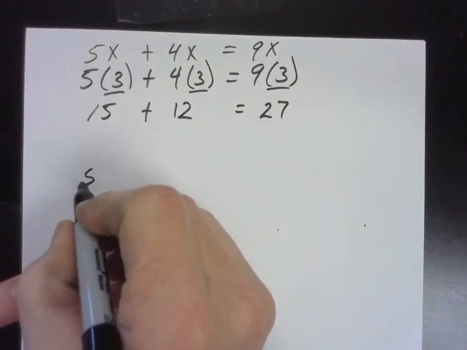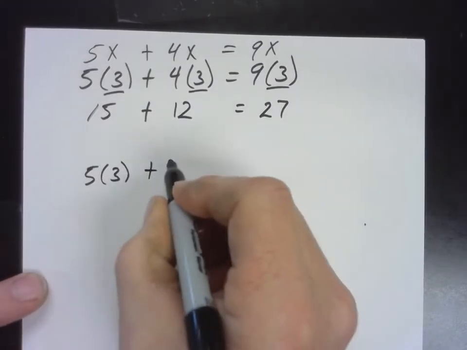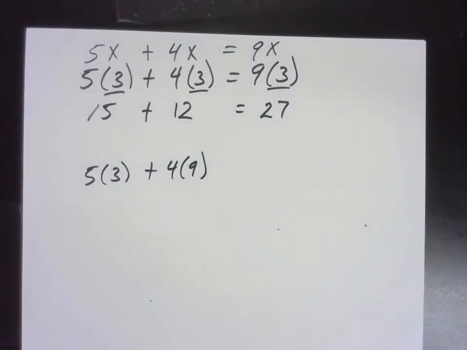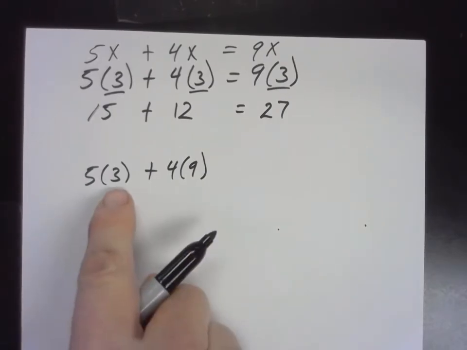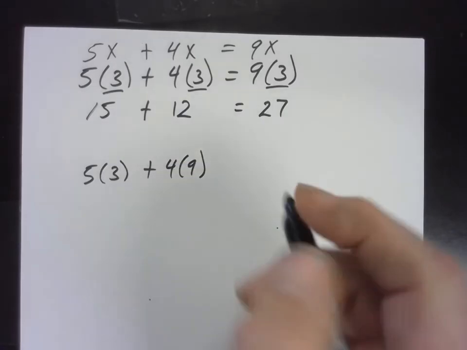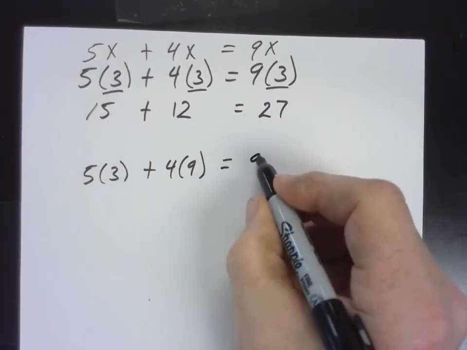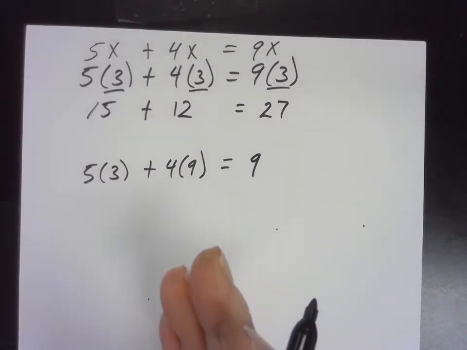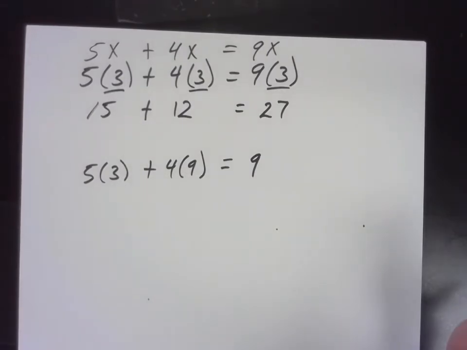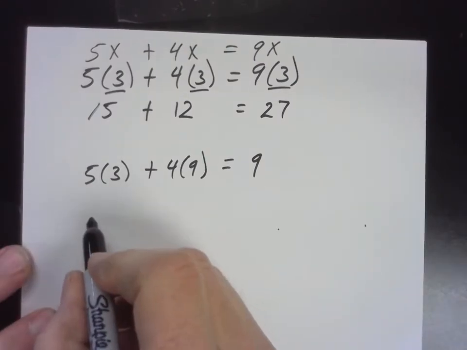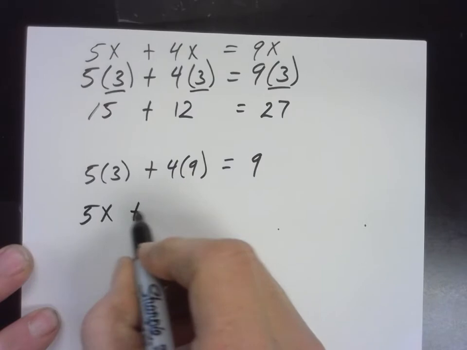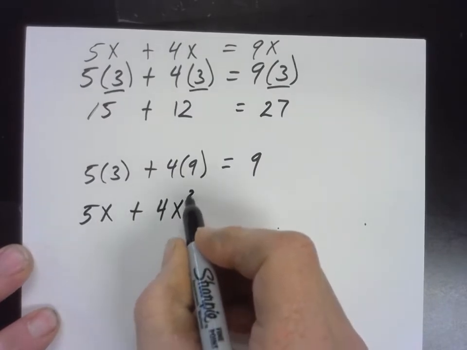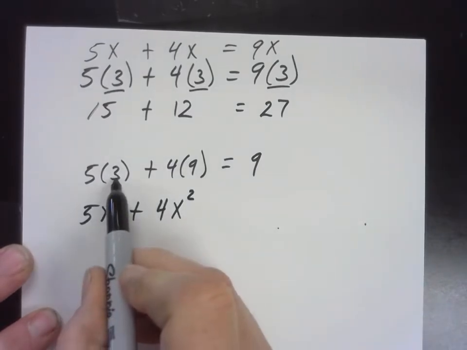But what if I had 5 times 3 plus 4 times 9? Are they like terms? See how they're times a different thing? Well, you couldn't put those two together and say, well, that's 9 times 3, or 9 times 9, or heaven forbid, 9 times 27. That wouldn't be the same thing, would it? And if you were to take 5x plus 4x squared, isn't that kind of the situation we have here?